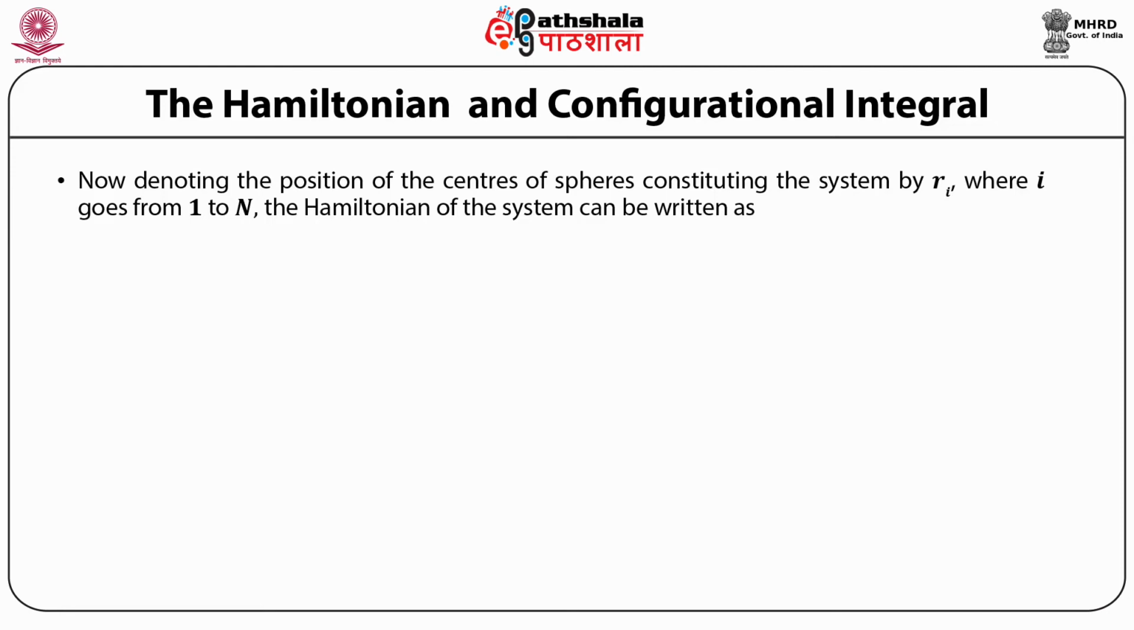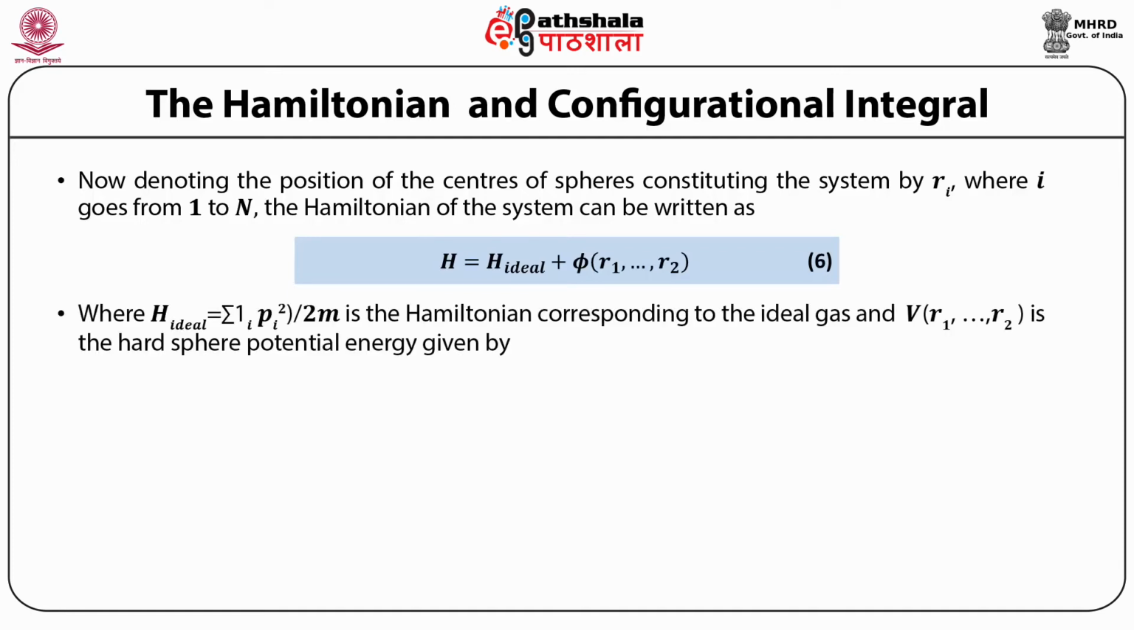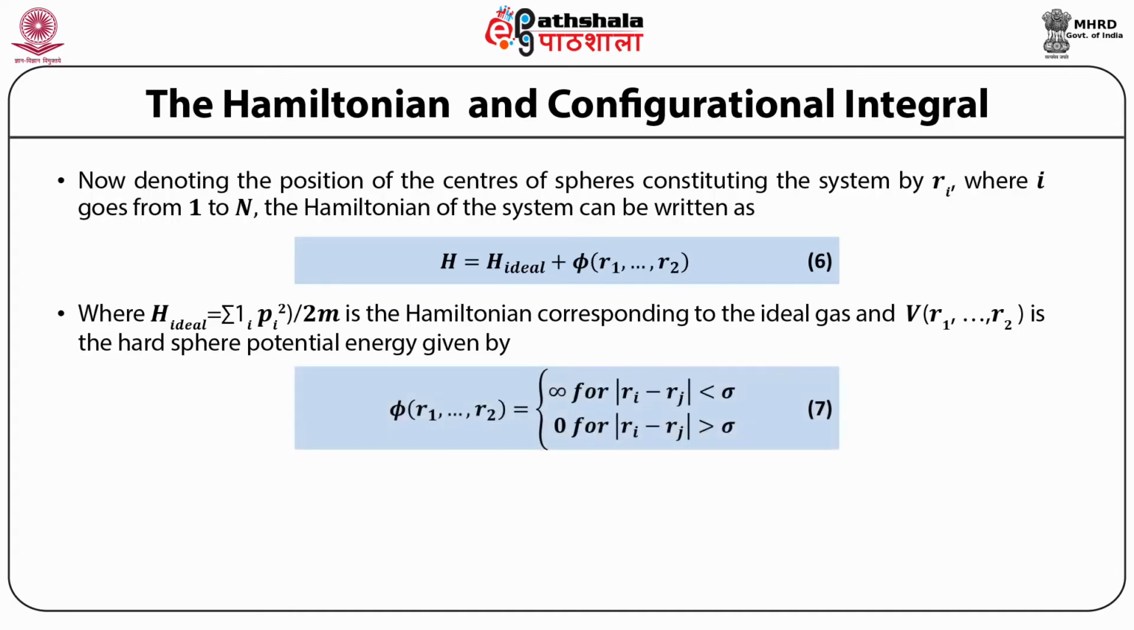Now we look at the Hamiltonian and configurational integral of an n-particle gas system. Let us denote the position of the centers of spheres constituting the system by position vector Ri, where i goes from 1 to n. The Hamiltonian of the system can be written as H is equal to H ideal plus phi as a function of R1 up to Rn, where H ideal is equal to sum over i of pi squared upon 2m, the Hamiltonian corresponding to the ideal gas, and phi of R1 up to Rn is the hard sphere potential energy, given by infinity for modulus of Ri minus Rj less than sigma and 0 for modulus of Ri minus Rj greater than sigma.